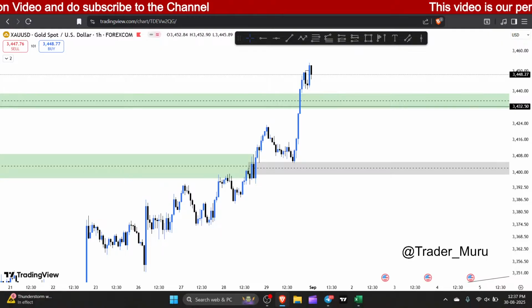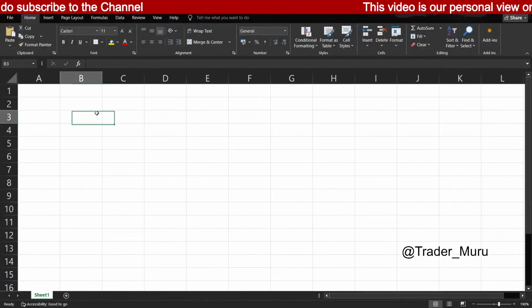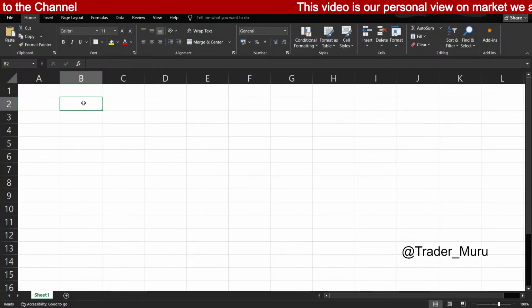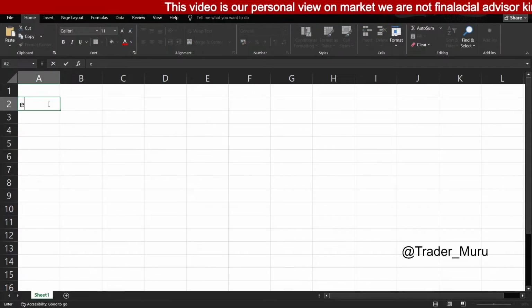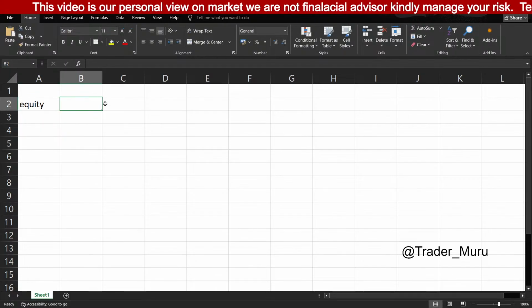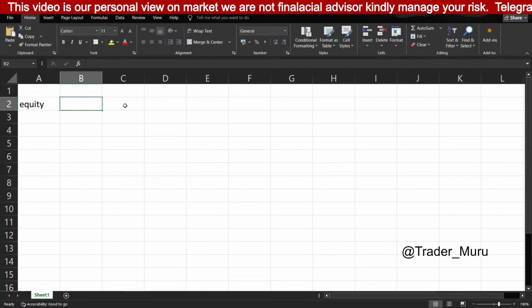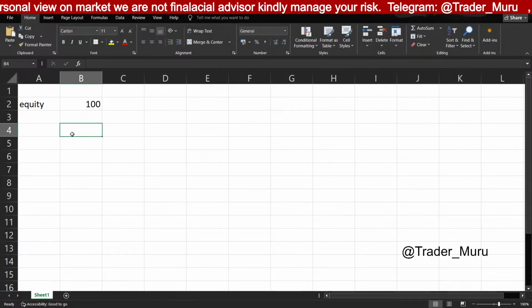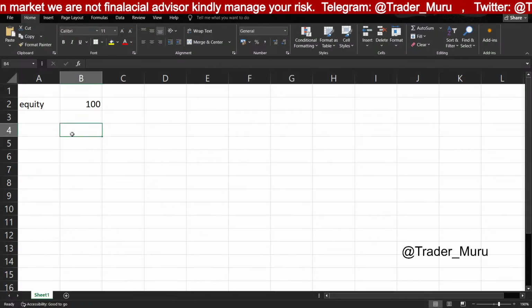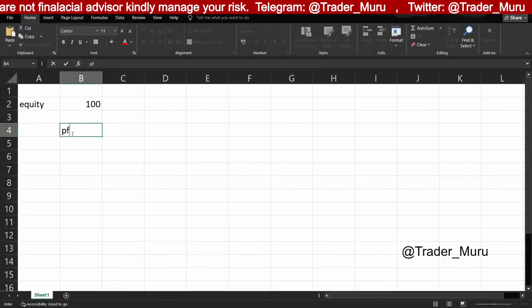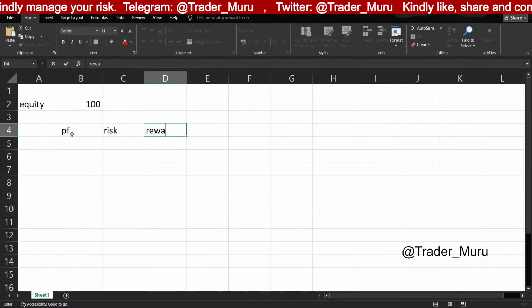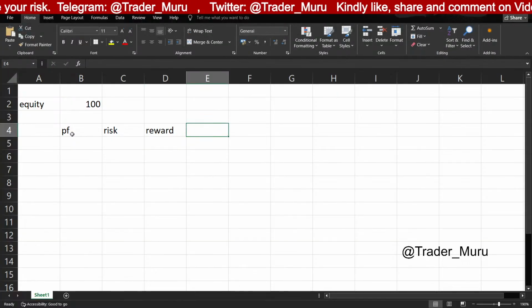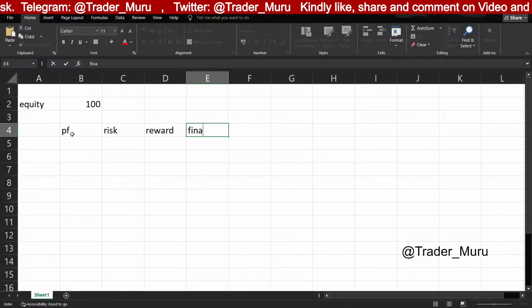Okay, so this is the Excel sheet. Suppose this is your portfolio size, equity. This will be your equity, around $100, and this is your portfolio. This is your risk, this is your reward, and this is your final PF.